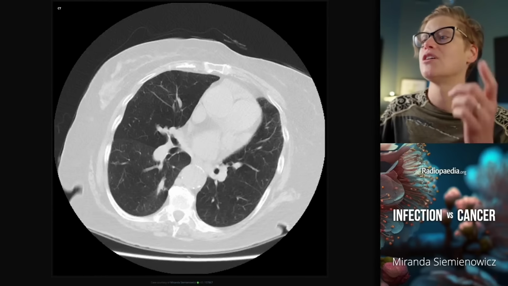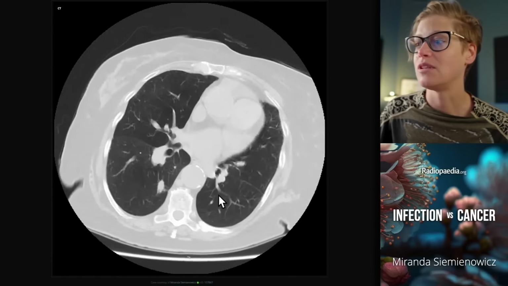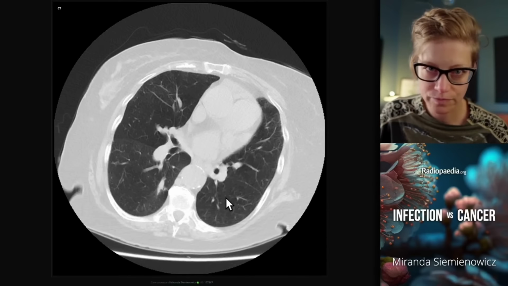This is a don't touch. When we repeat the CT a few weeks later, the lesion is nearly completely resolved.